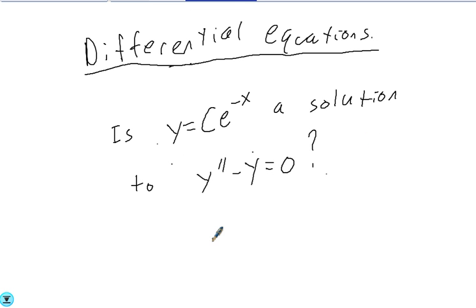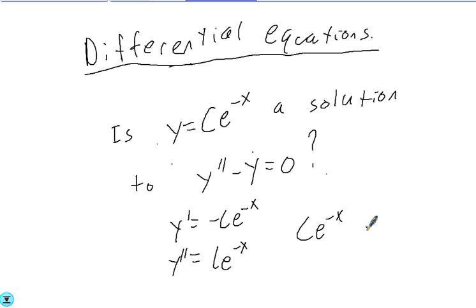Okay, so new function. Just like last time, we want to get to the second derivative. So we get a negative ce to the negative x here for the first derivative. Then the second derivative is a positive ce to the negative x. So we plug that in, we get ce to the negative x minus ce to the negative x, which does equal 0. So it checks out. This is a solution. So now you might say, well, what's the difference between this and the one we just did with the 4?